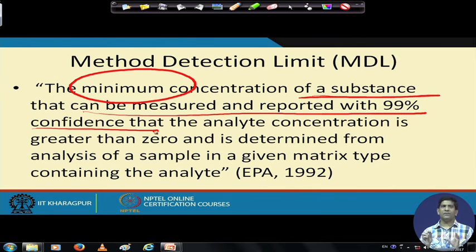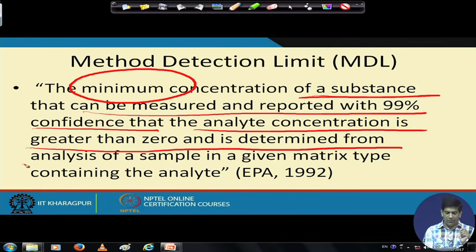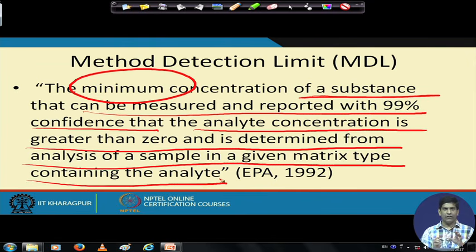So with the 99% confidence, what is that? That's the analyte concentration is greater than 0 and is determined from the analysis of a sample in a given matrix containing that analyte. So I'll try to explain that one by one.